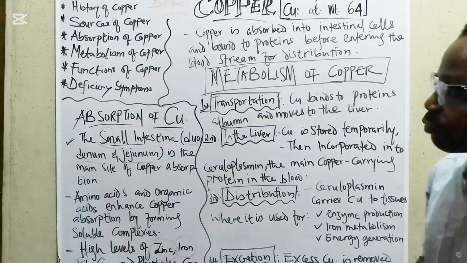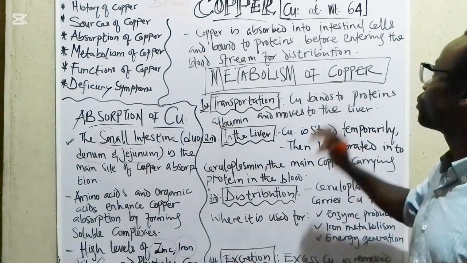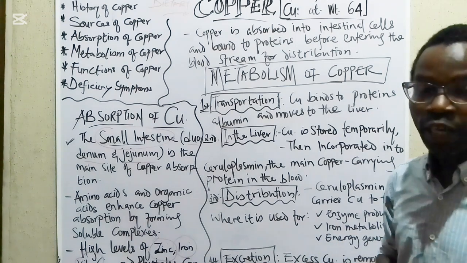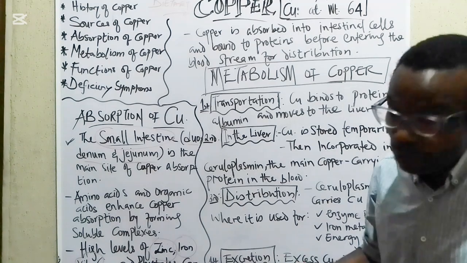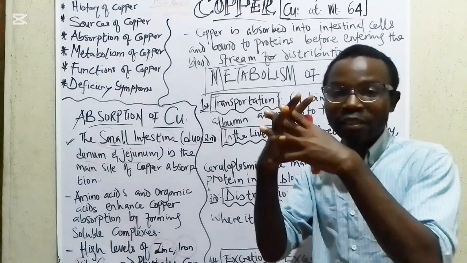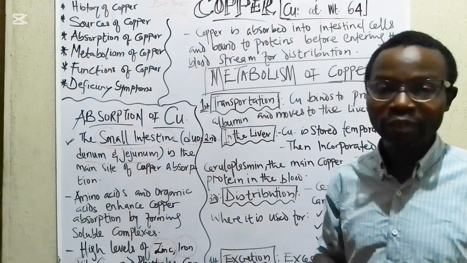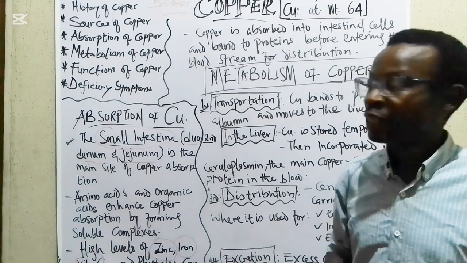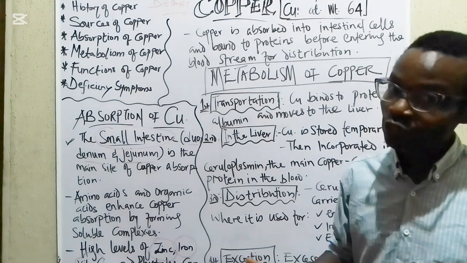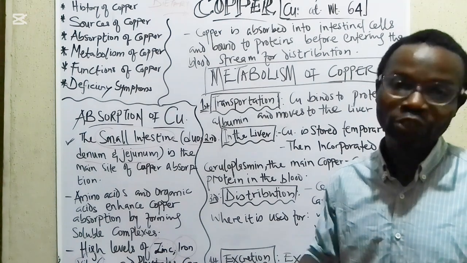The next important information on absorption of copper is that copper is absorbed into the intestinal cells and bound to protein before it enters the bloodstream. I already mentioned ceruloplasmin. Albumin is also another protein that copper binds to, and so it is then transported into the bloodstream. Transportation and metabolism will be next. We'll talk about metabolism of copper, and in fact most other minerals, but in the true sense it's not exactly metabolism. In most cases, it's actually transportation.